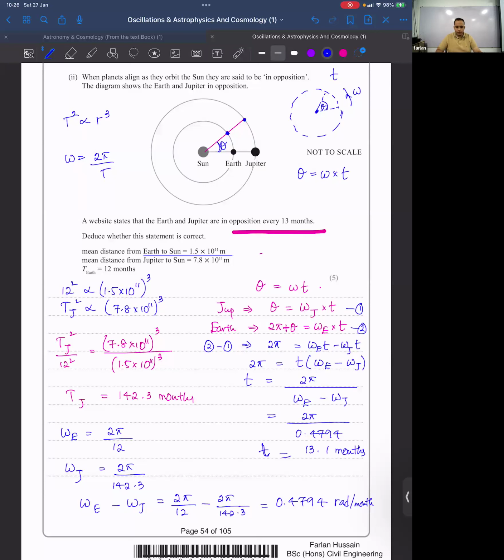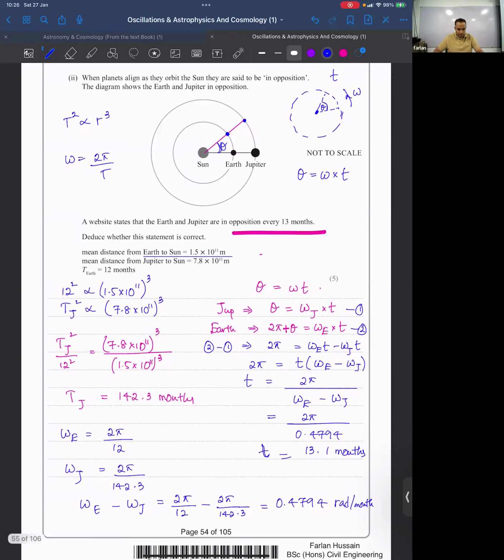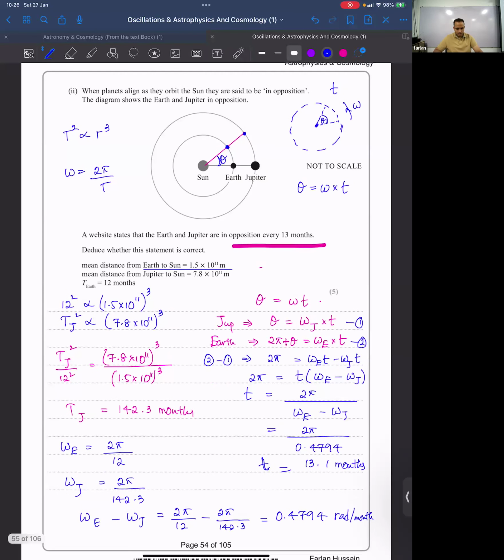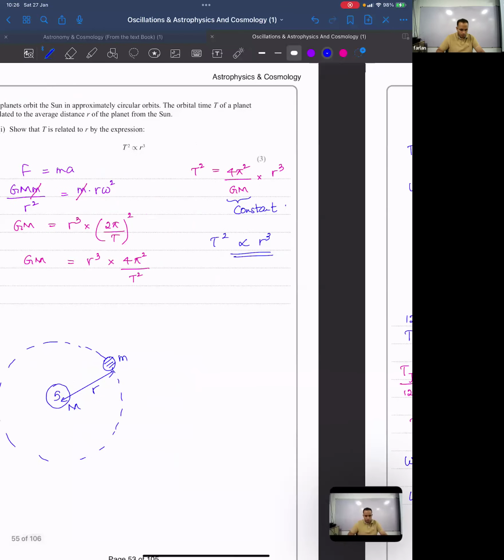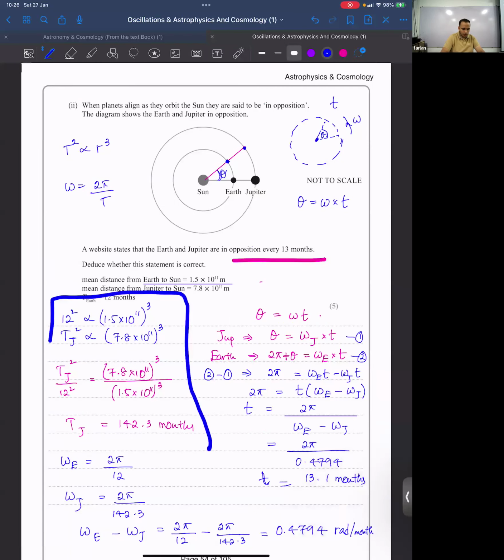Okay, right. I repeat. So now let's say, guys, this is a 5 mark question. I agree that it's not a very straightforward question. But for a person who understood the previous part, T square is proportional to r cube, you can easily get this one and get about 2 marks. I don't know whether 1 or 2, but you should be able to get that mark.